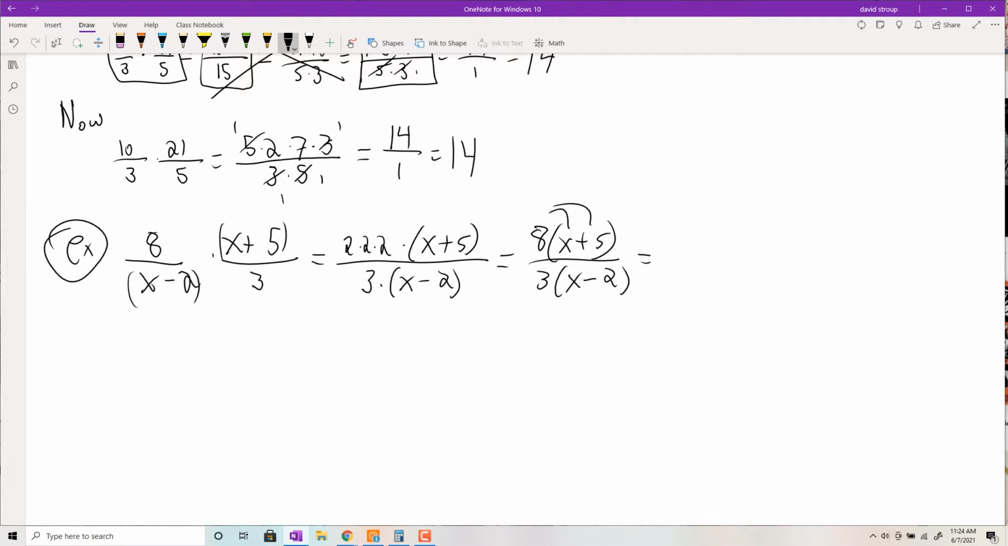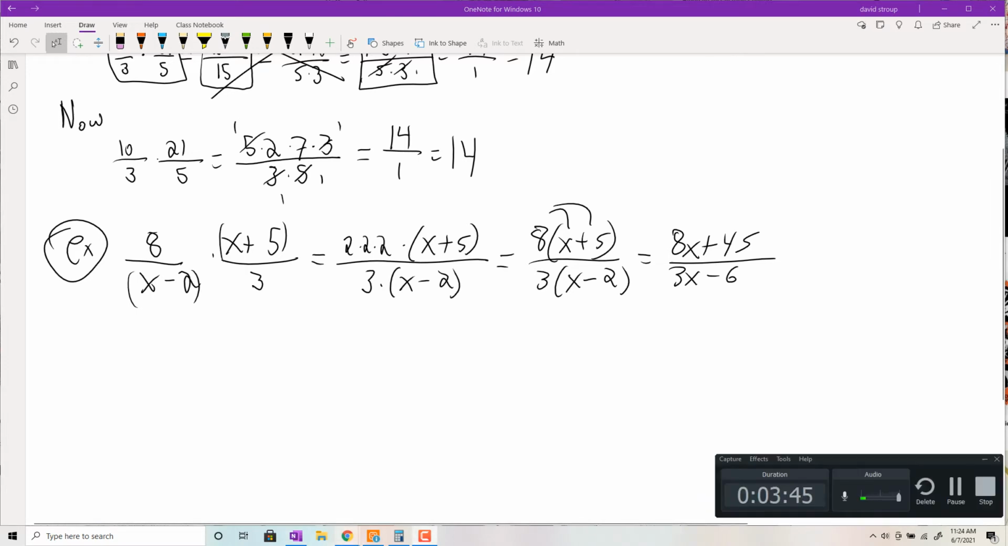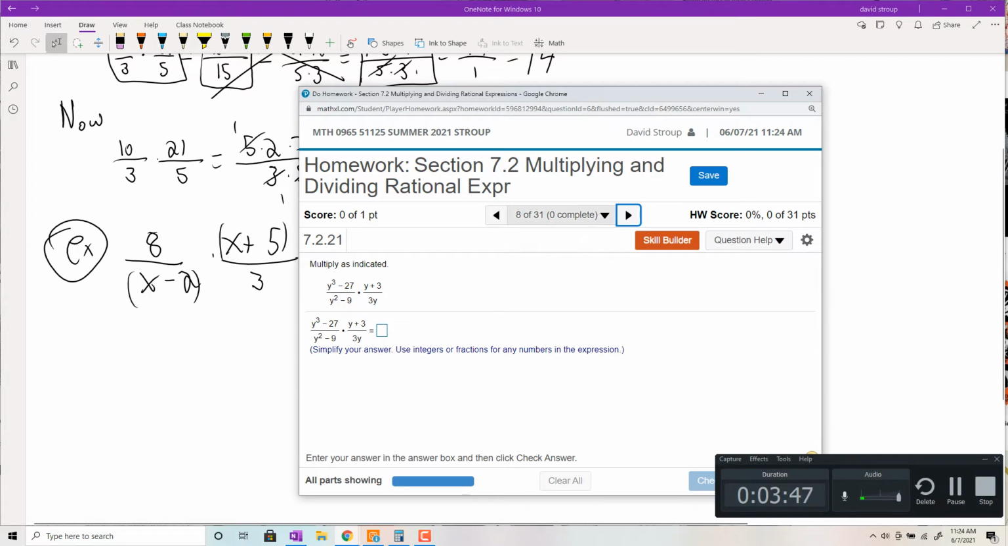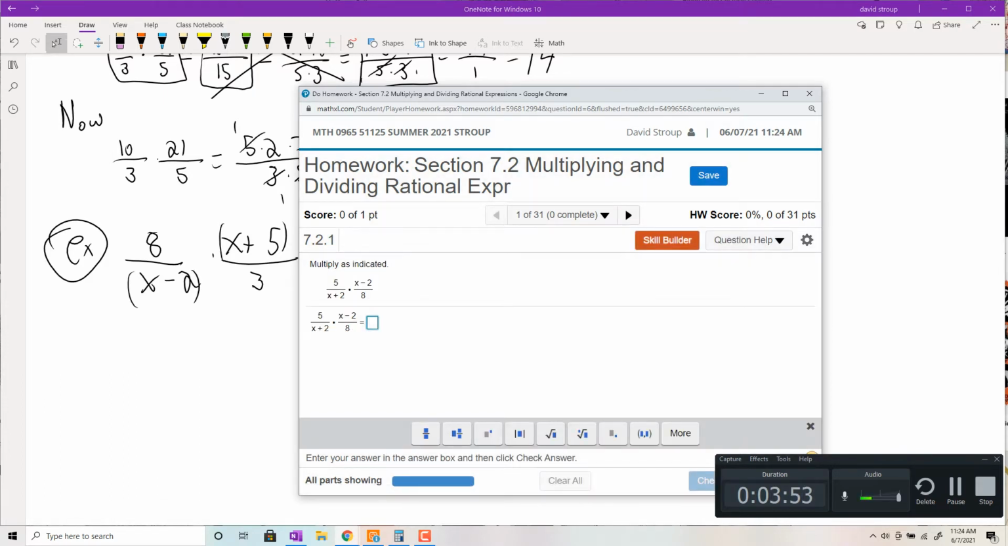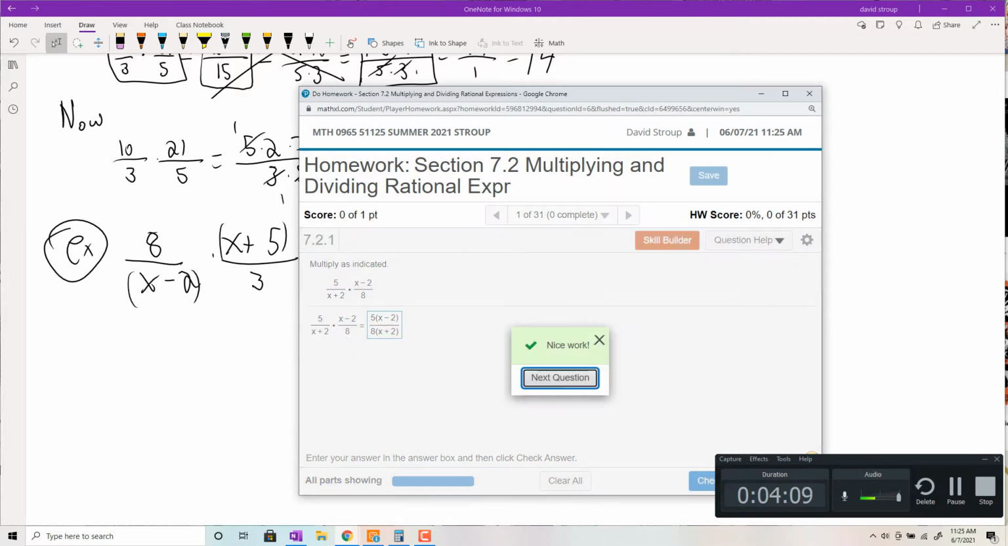I'm not sure. I haven't looked at my MyMathLab in extreme detail. Let's see if they have one like that and what they would like for their answers. Just really quick. It's probably like number 1. Yeah, so this is the same type of problem. 5 times x minus 2 all over 8 times x plus 2. Just to see if they want us to distribute. For me, on a test, it really doesn't matter. Yeah, they don't even care either here. Okay.